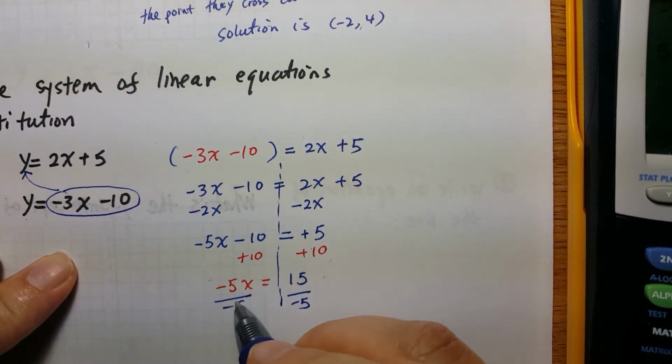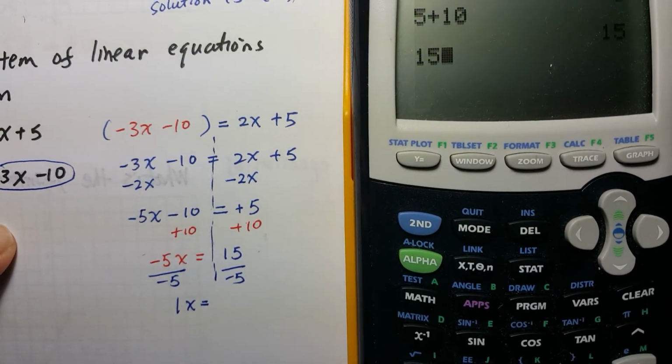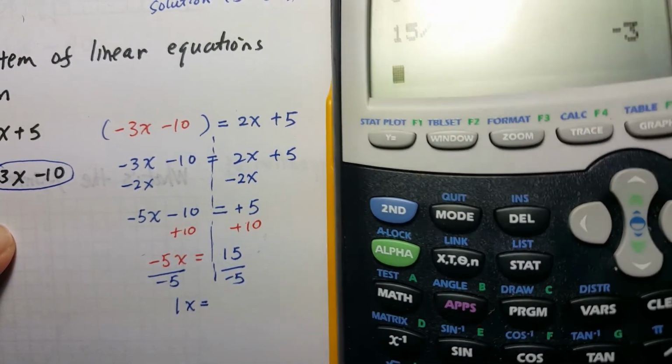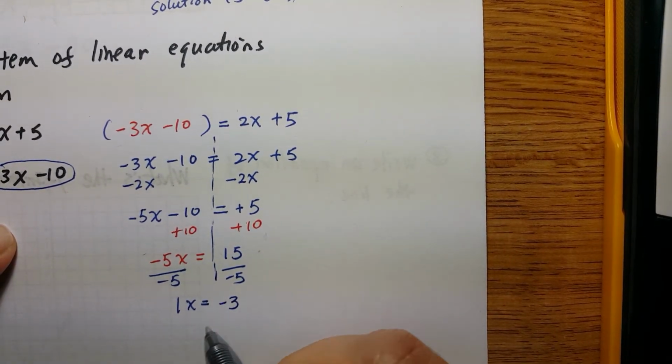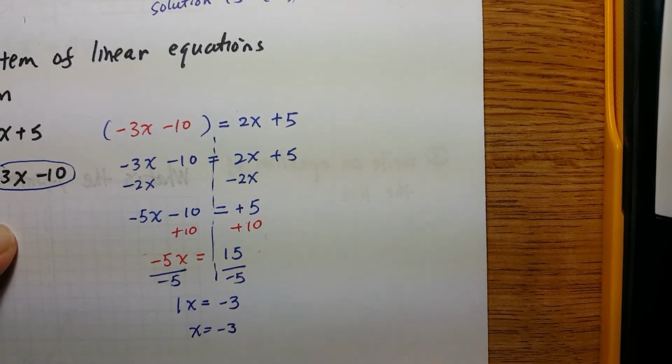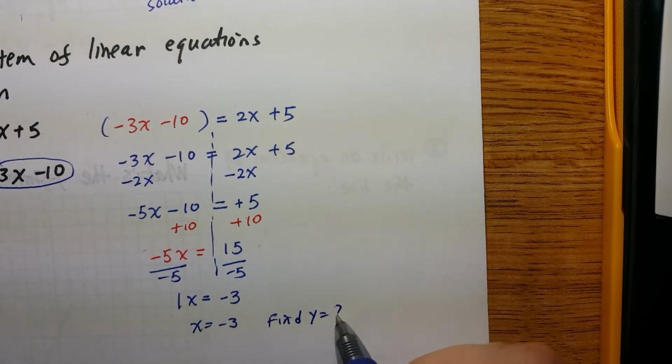So negative 5 divided by negative 5 is 1. So 1x equals... we got 15 divided by negative 5, which is negative 3. So 1x equals negative 3, that means x equals negative 3. So we found the x value, and now you have to find what y equals.